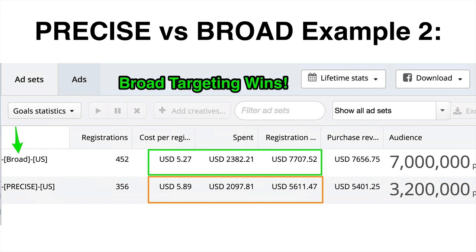All right, so that's it for priority number 1. I'm going to split each priority into its own video just to keep it simple. Remember, priority 1 is split test your broad keywords versus precise keywords. And sometimes you'll find one does better than the other. Precise is supposed to be better, but it is not always, as you can see in the screenshot right here. And I know that because I split test properly.